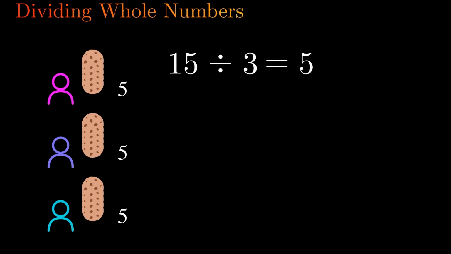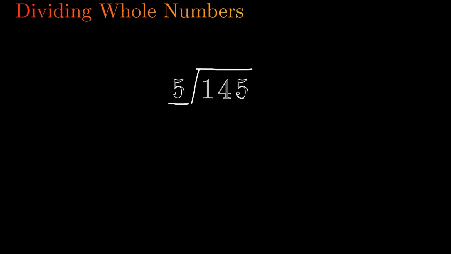But again, what about bigger numbers? For complex problems like 145 divided by 5, we use long division. Here's how it works. We look at the first digit of 145. Can 5 go into 1? No. So we look at the first 2 digits. How many times does 5 go into 14? It goes in 2 times, because 2 times 5 is 10. We write the 2 on top above the 4.